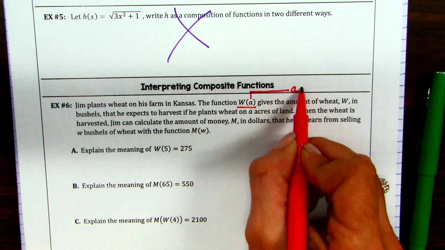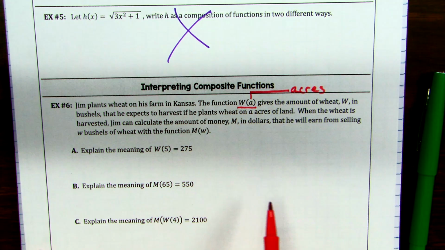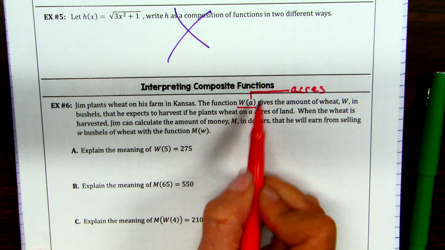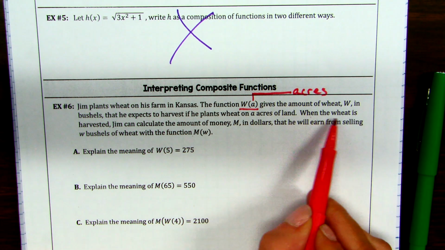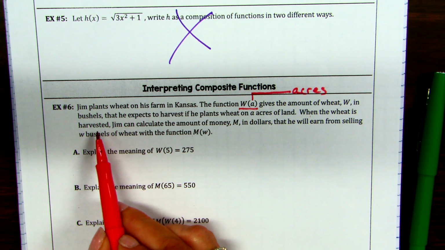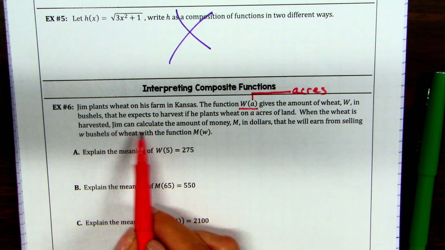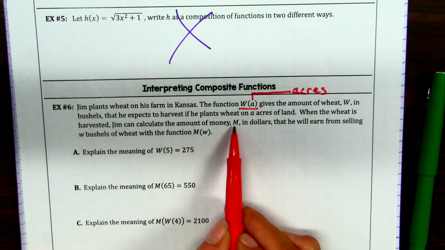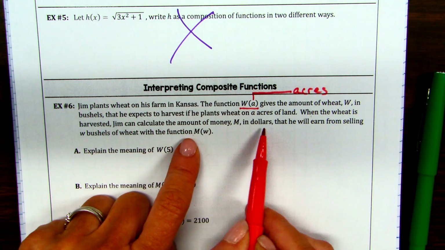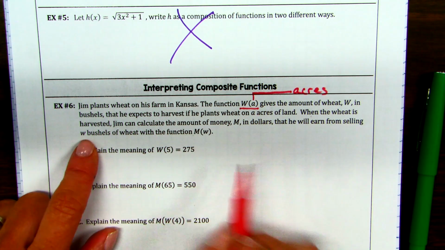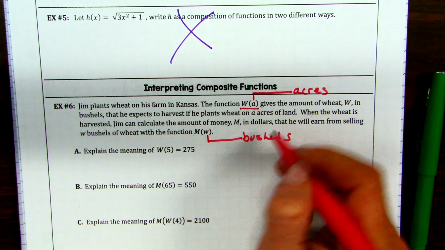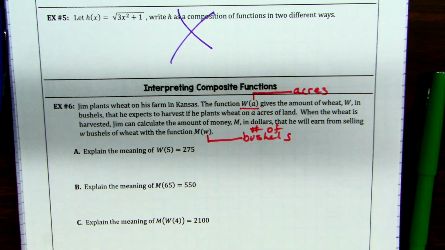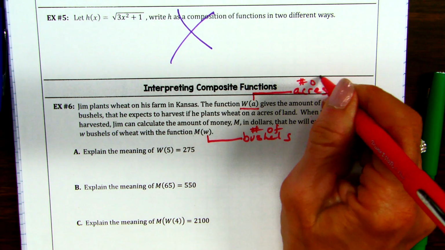So I like to give myself a little note. That's totally optional. So amount of wheat based on how many acres. That's what W of A is, okay? When the wheat is harvested, so when it's done cooking out there in the sun and they cut it down, he can calculate the amount of money, so M is money, in dollars that he will earn from selling W bushels. So W is how many bushels, or number of bushels. I guess I should say number of acres, number of bushels.